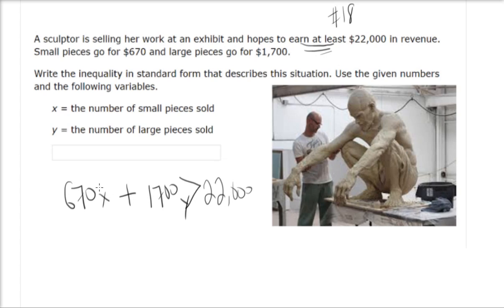Okay, so I'm going to sell a bunch of small pieces, 670 each one, and a bunch of large ones. How many? Well, Y is going to tell me how many. And that's it. We are only writing the inequality, right? So that's the answer for number 18.